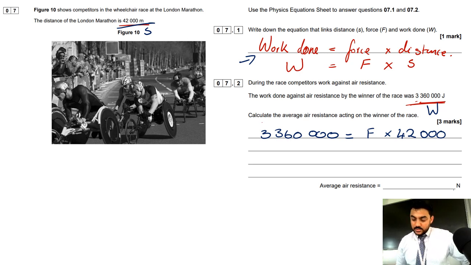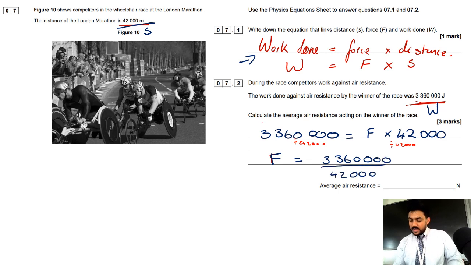Remember, rearranging the equation is a skill that we all need to learn. If F is being times by 42,000 on this side, and I want to get rid of it so I can get F on its own, or make F the subject of this equation, I just divide by 42,000. If I do that on this side, then I need to do it on this side. So I have F, which is the subject, is equal to 3360000 divided by 42000.